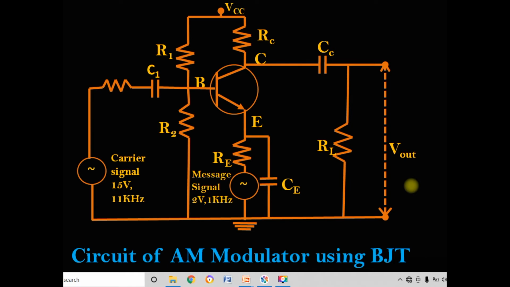The circuit for the AM modulator using BJT is like this. Here, the carrier signal of 15 volt and 11 kHz is fed to the base of the transistor, and the audio signal or modulating signal is applied to the emitter resistor. This transistor combines these two signals and gives the output, which is amplified at the collector junction. Now we can get the amplified output at this position.